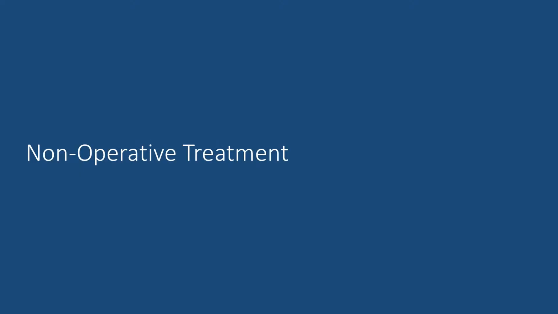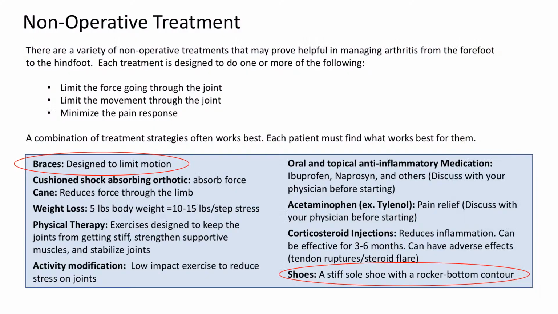So let's talk about our non-operative treatment options. No matter what the joint is, non-operative management in orthopedic surgery typically involves one of three things: limiting the force through the joint, limiting the movement through the joint, or minimizing the pain response to inflammation. Most of my patients pick a combination of things that work best for them.